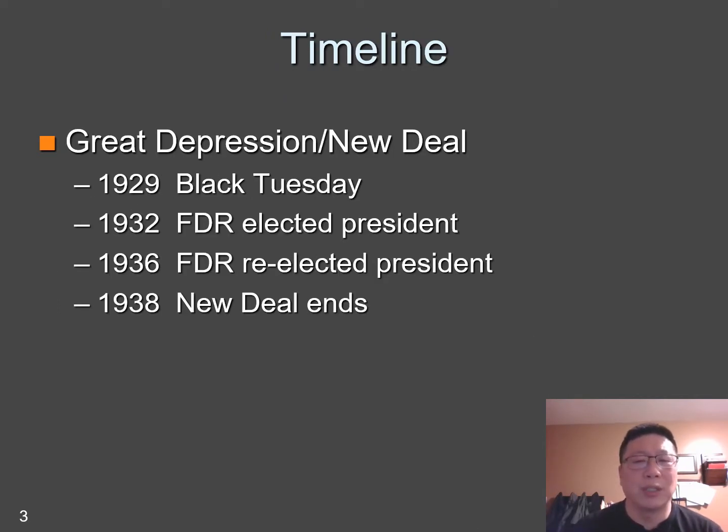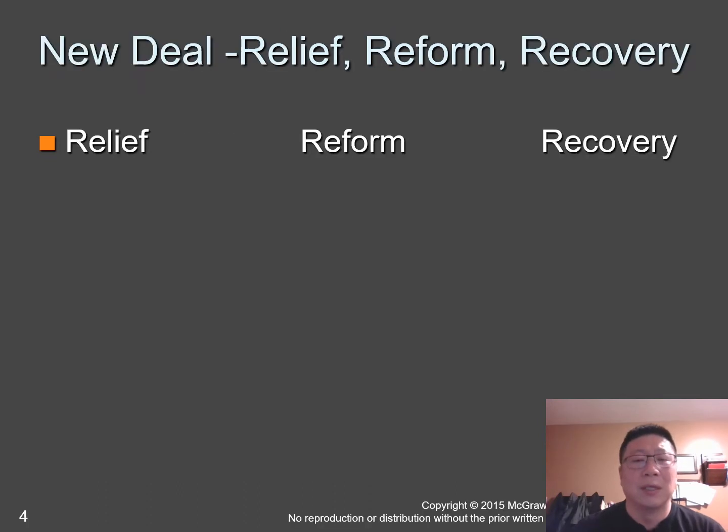One, the Great Depression starts roughly around 1929, Black Tuesday, the stock market crash. In 1932, you get FDR, who is elected president. Defeats Hoover in the presidential election. In 1936, FDR is reelected as president. And then by 1938, the New Deal essentially ends. And so you're talking about a very short period of time in which the New Deal takes place.